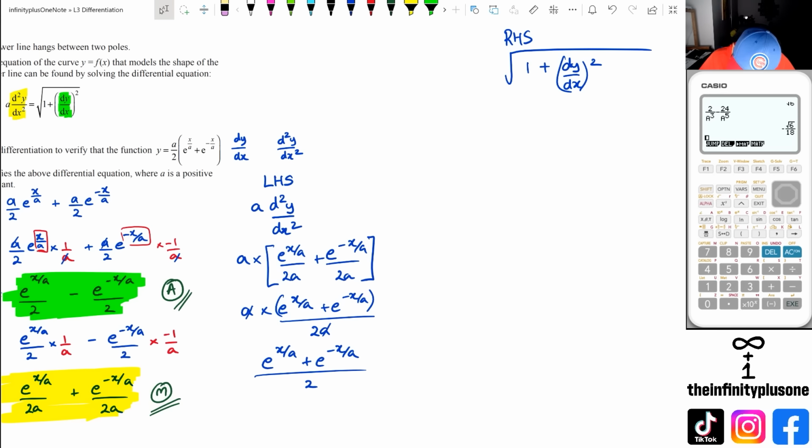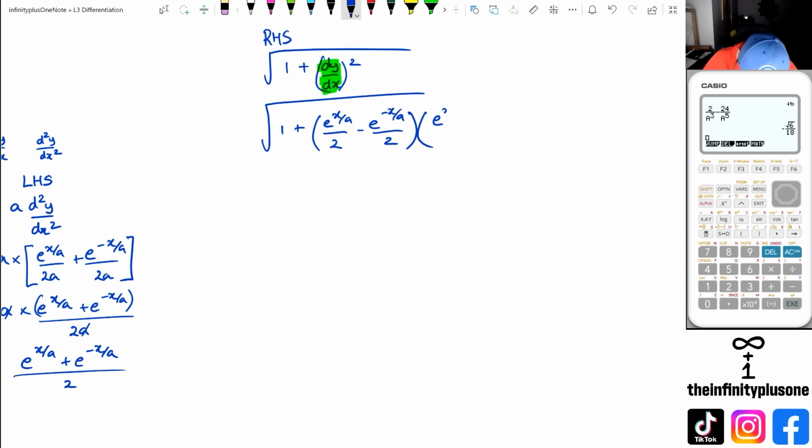Okay, here we go. What we're going to do is substitute the green part, which is e to the power of x over a over 2 minus and so on. We're going to put that in there, and we've got to square it. I think I'm going to need so much space to work for this question. So I've got 1 plus, and I'm going to put the green part first, which is e to the power of x over a over 2 minus e to the power of negative x over a over 2. And because it's squared, times e to the power of x over a over 2 minus e to the power of negative x over a over 2.